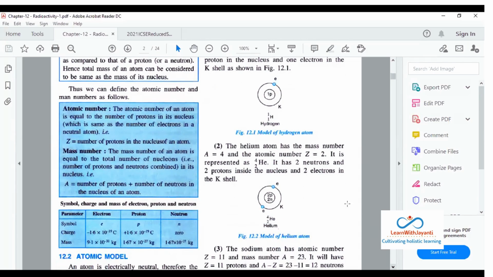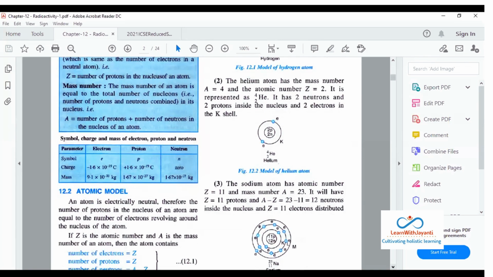What about helium? In the nucleus you need to write 2 protons, 2 neutrons, and the electrons will be 2. So with 2 protons and 2 neutrons, what is the mass number going to be? It is going to be 4. The atomic number is 2 because it has 2 protons, and the mass is 2 protons plus 2 neutrons, that is 4. Okay.